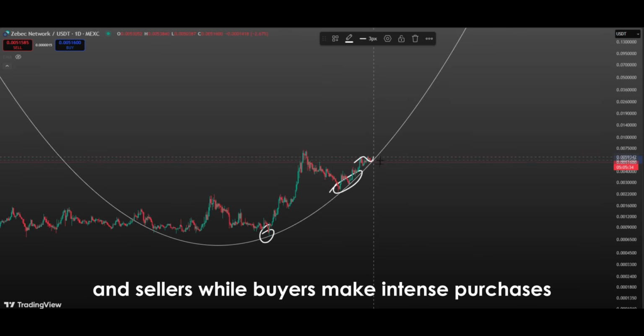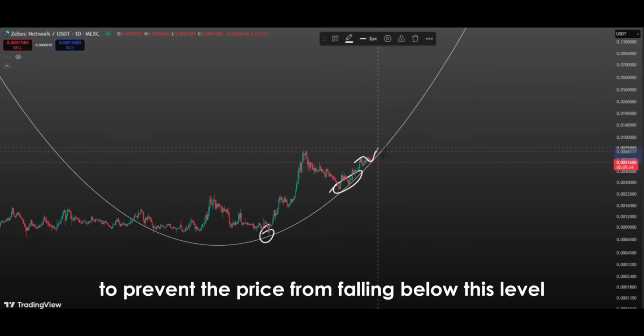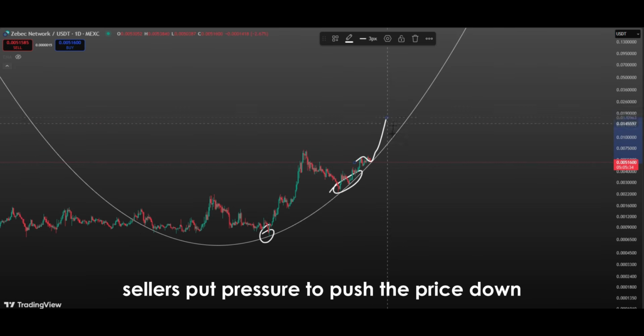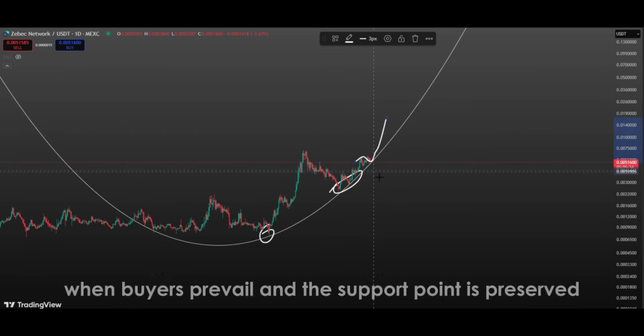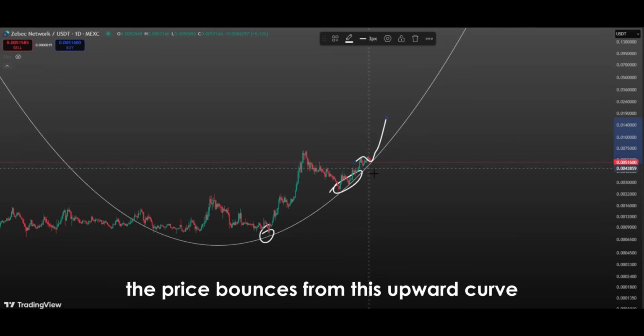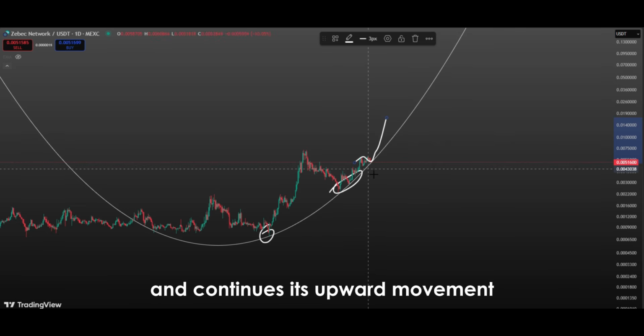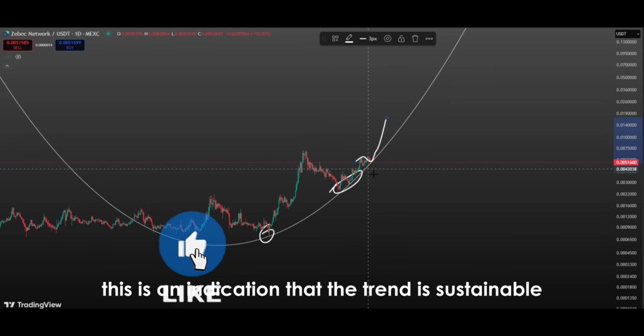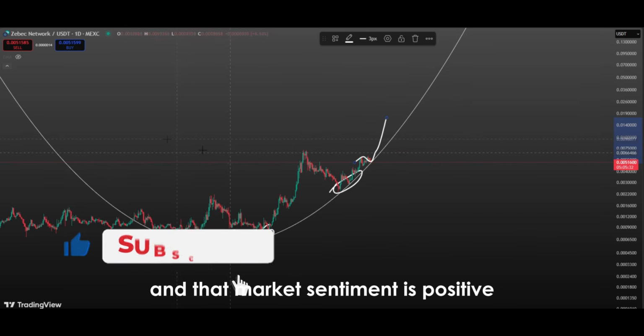While buyers make intense purchases to prevent the price from falling below this level, sellers put pressure to push the price down. However, when buyers prevail and the support point is preserved, the price bounces from this upward curve and continues its upward movement. This is an indication that the trend is sustainable and that market sentiment is positive.